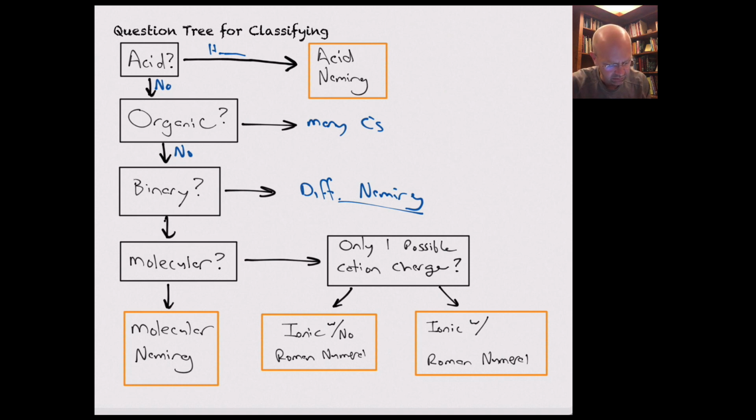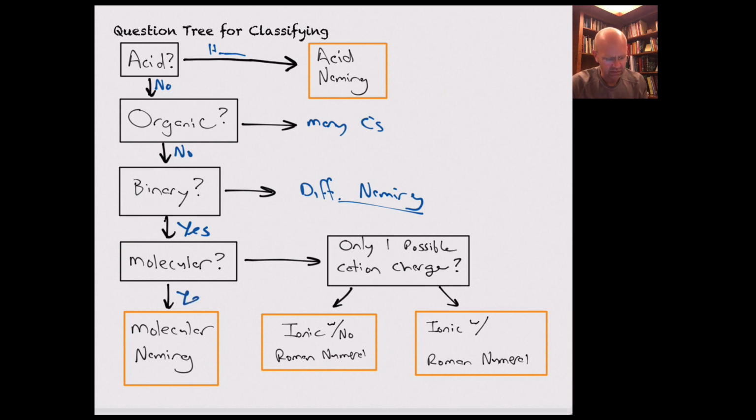So if the answer is yes, it's binary, the next thing you need to ask yourself is, is the compound molecular? Meaning, is this a compound that has covalent bonding, or is this a compound that has ionic bonding? Molecular compounds have covalent bonding. Typically, we see molecular compounds when we have multiple nonmetals. So if we have more than one nonmetal bound, then that's a molecular compound.